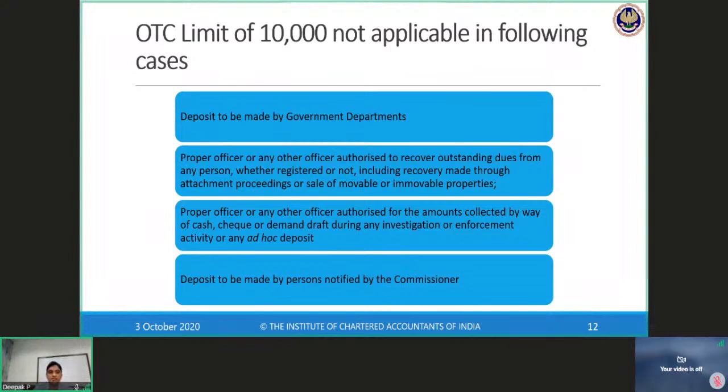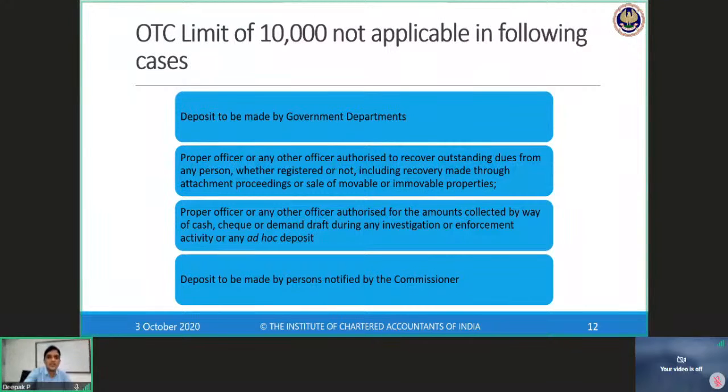So these are the 4 circumstances. Deposit is made by government departments. So if any tax has to be paid by the government department, is tax liable on government services? Yes, government services also. There are specified services on which GST is payable. Now, if the government provides any rental services, rental of premises, the government has various facilities like community halls. They collect some rent for provision of these community halls. On such transactions, government has to pay GST.